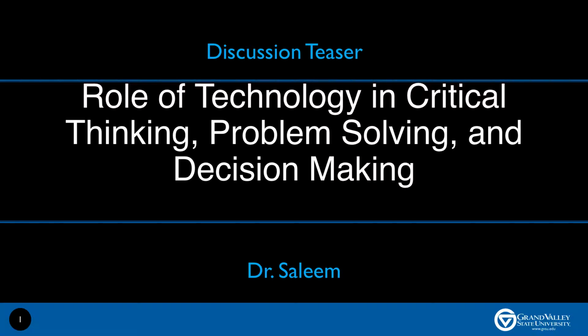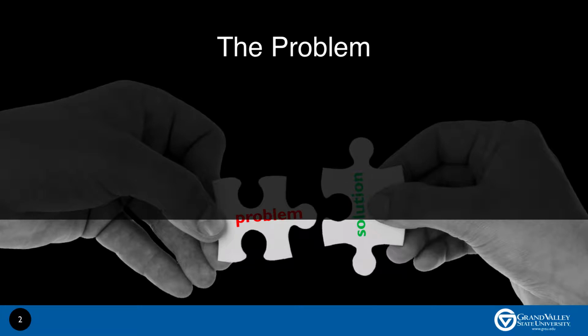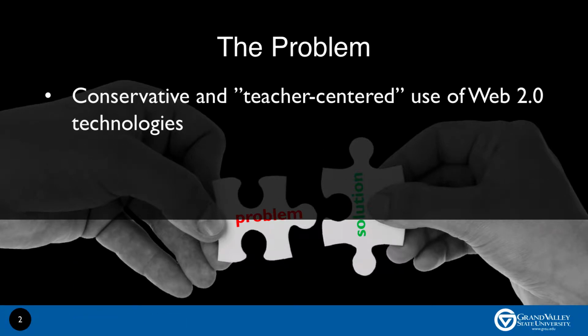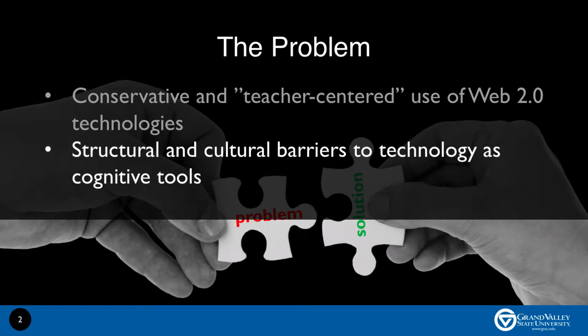This week we will explore the role of technology in critical thinking, problem solving, and decision making. Web 2.0 technologies facilitate collaboration, sharing, and active learning. However, teachers continue to use them conservatively and in a teacher-centered manner, thereby limiting their effectiveness. Additionally, there are structural and cultural obstacles that prevent teachers from using technology as a cognitive tool to scaffold problem solving, thereby promoting inquiry-based learning.